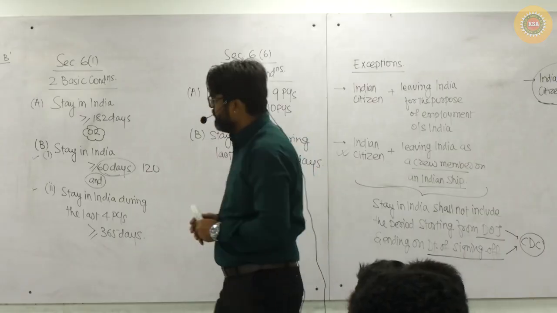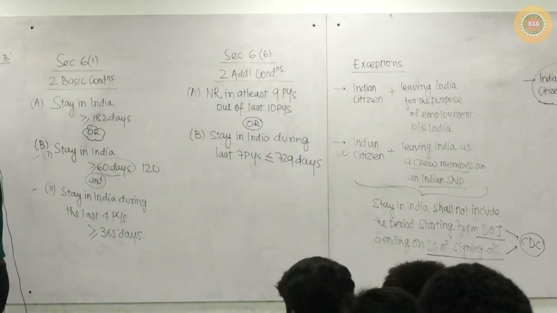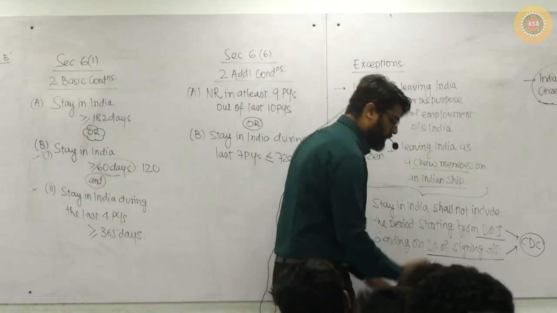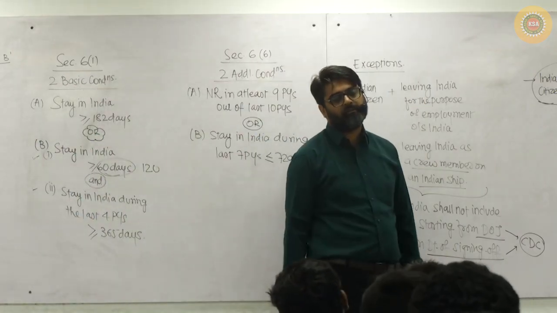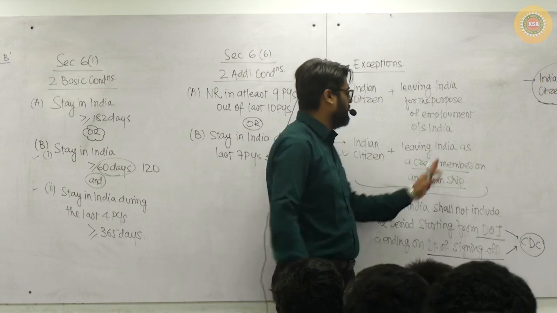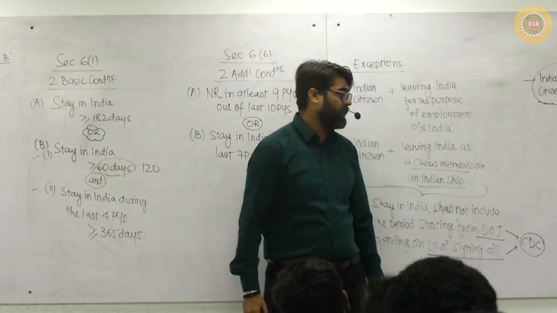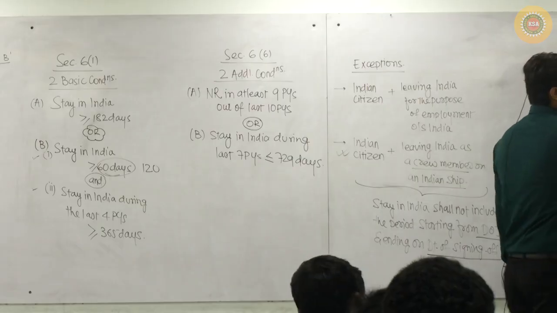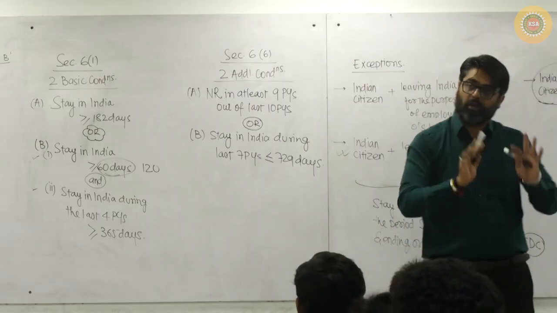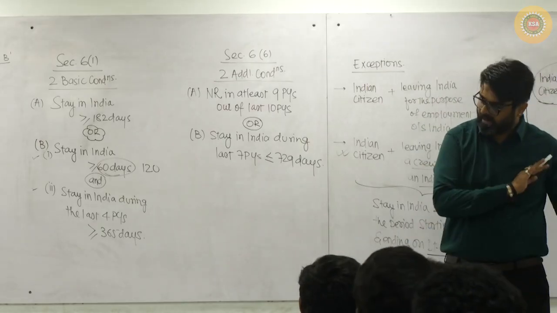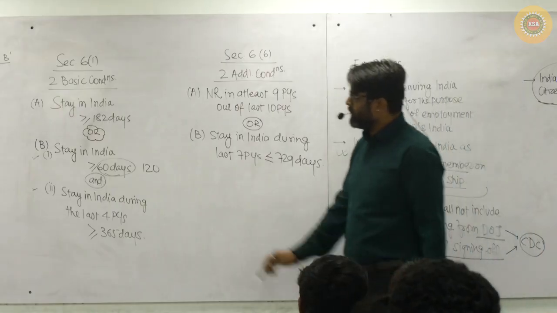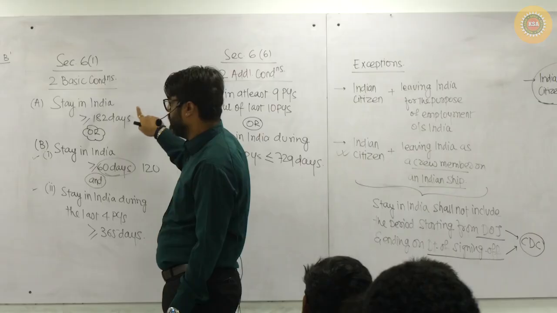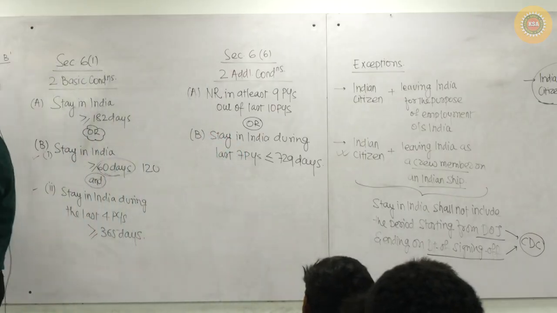Everyone? So now tell me, 3 exceptions. You are an Indian citizen leaving India during the relevant previous year for the purpose of employment, or you are an Indian citizen leaving India as a crew member on an Indian ship, or you are an Indian citizen or a person of Indian origin coming to India for the purpose of a visit and your total income is not more than 15 lakhs. You are covered by any of these 3 cases. Will you check both the basic conditions or only one? Only one, because condition B is not applicable.